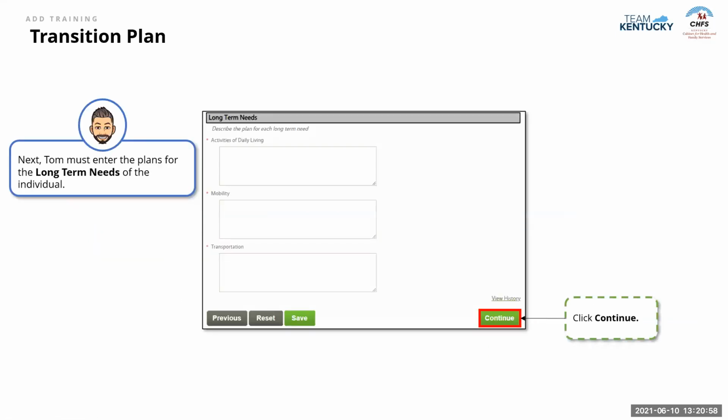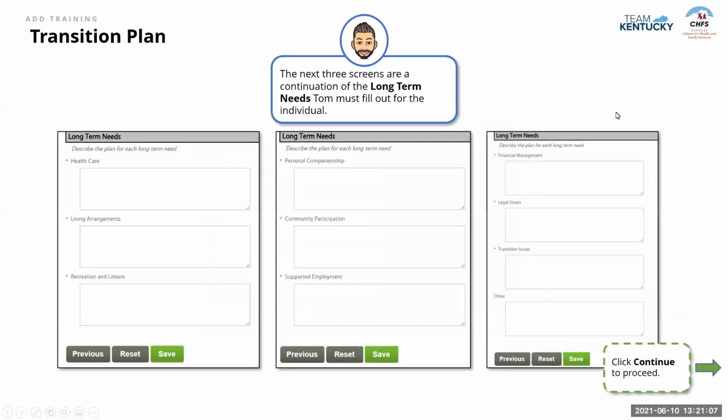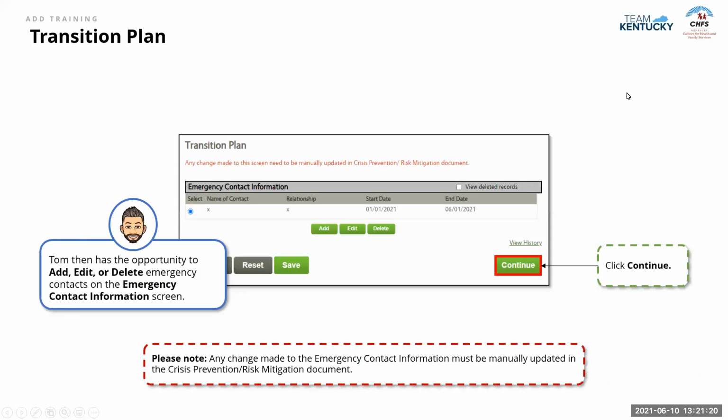And next, Tom needs to enter the plans for any long-term needs of that specific individual. And the next couple screens are going to go along with this long-term needs screen. As you can see, there's going to be quite a few different questions to set up a plan for this individual and their specific long-term needs. And next, once Tom has submitted the long-term needs, he's going to see this emergency contact information screen.